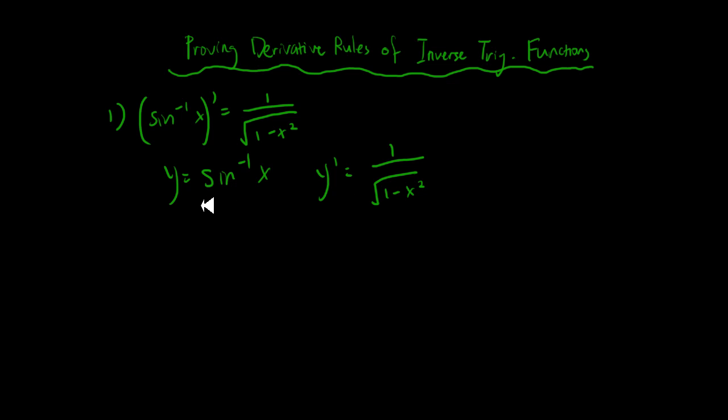Okay, so because this is an inverse function, you just switch the places of x and y. x equals sine negative 1 y. And now what we want to do is use implicit differentiation.